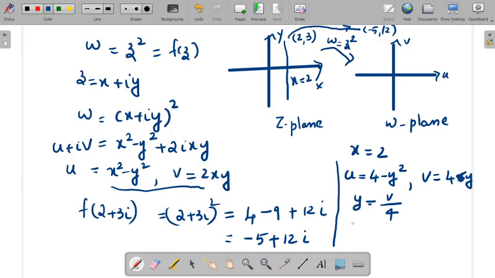Therefore, u equal to 4 minus y square is 4 minus v square by 16. So what we get is v square by 16 equal to minus (u minus 4), so v square is (u minus 4) into minus 16. One side is a second degree expression, the other side is a first degree expression. So this is of the form y square equal to minus 4ax, and we know this represents a parabola towards the negative side of the horizontal axis.